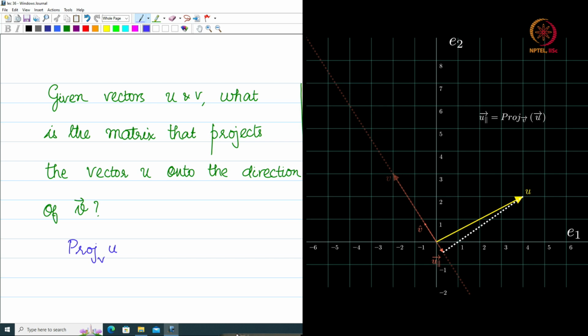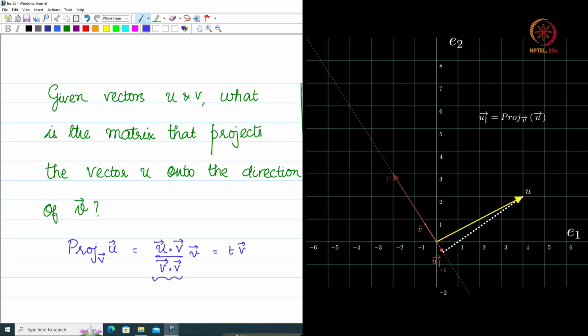of u onto v is basically given by u dot v divided by v dot v, in the direction of v. We wanted to project u in the direction of v, so we say in the direction of v. Therefore, this basically is the scalar that we have. This is what we have, right.